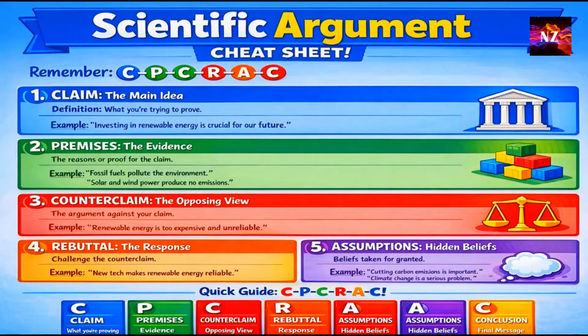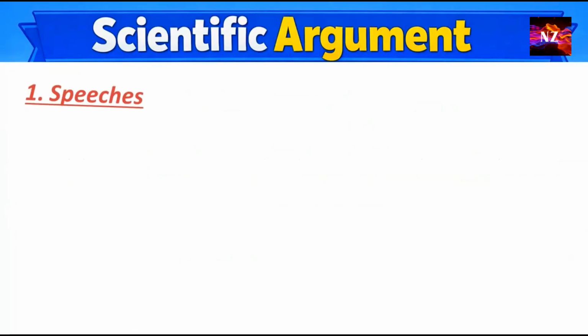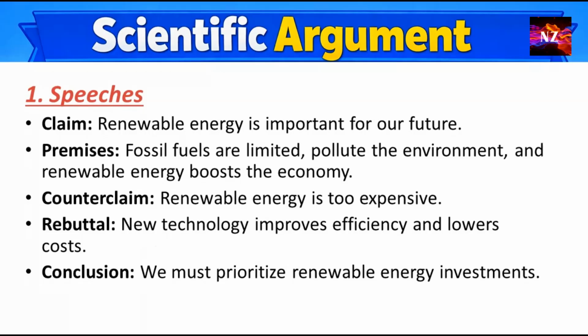So now let's discuss how we can apply this scientific argument in real life in different formats. Scientific arguments are used in speeches. For example, we have a claim that renewable energy is important for our future. The premise is that fossil fuels are limited, they pollute the environment, and renewable energy boosts the economy. Now we have a counterclaim which says that renewable energy is very expensive. Here the rebuttal is that new technology improves efficiency and lowers the cost. And we conclude that we must prioritize renewable energy investment.